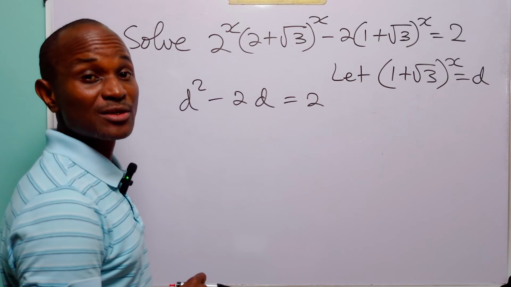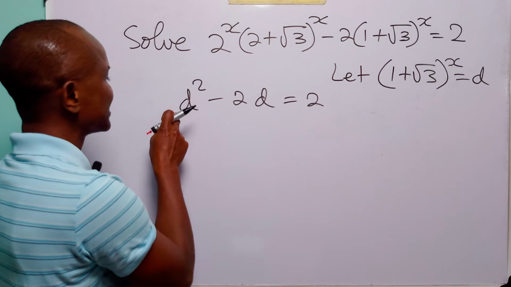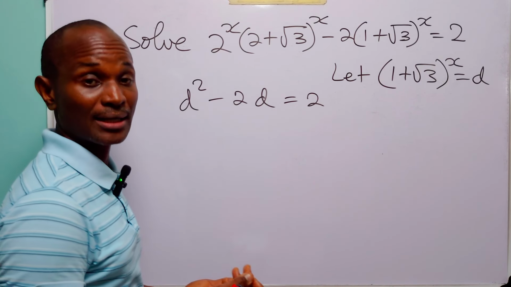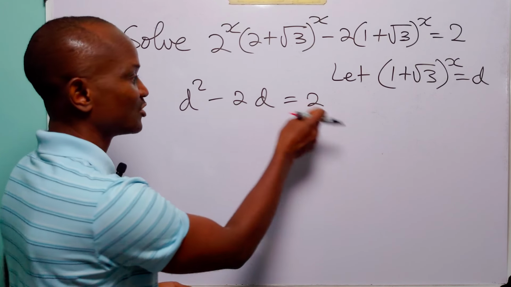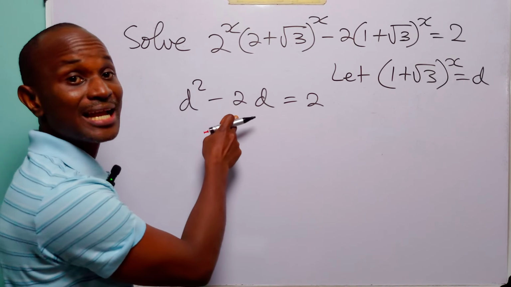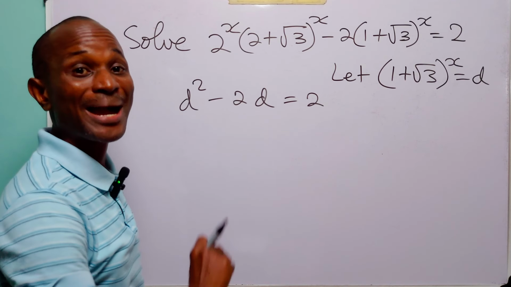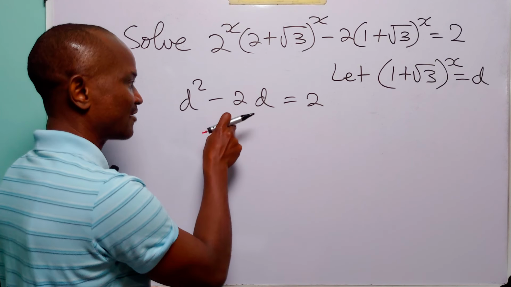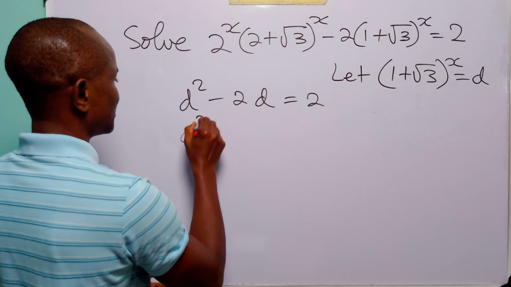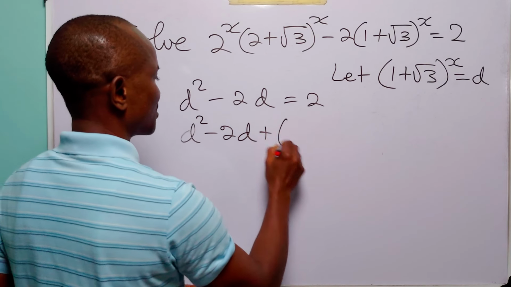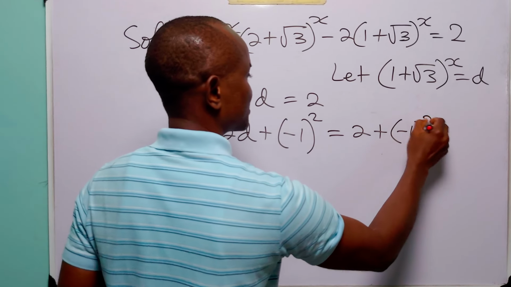We cannot solve this quadratic equation by factorization, so let us complete the square. And of course, you know that to do that, since the coefficient of d squared is already 1, the next thing we are going to do is to add the square of half the coefficient of d to both sides of this equation. Of course, you can see that the coefficient of d is -2. Half of that is -1. So we are going to add -1 squared to both the left-hand side and the right-hand side to complete the square. So we have d squared minus 2d plus -1 squared is equal to 2 plus -1 squared.